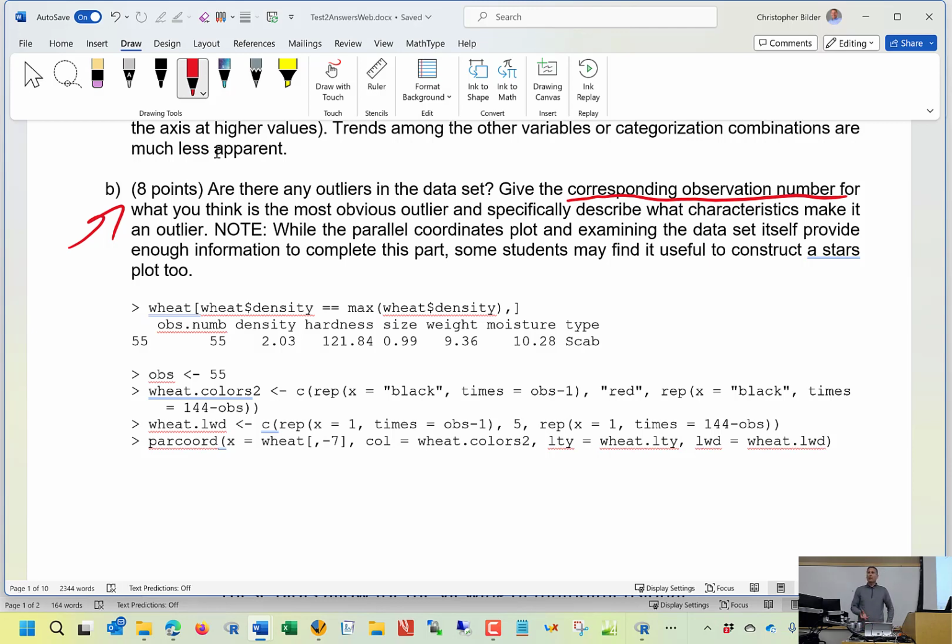And that's important because you want to determine, well, which kernel in this case is actually an outlier. You know, it's nice to say, yeah, there's an outlier. Well, what is the actual observation? And so you need to actually identify that corresponding observation. And there's a number of different ways to do it. I show one particular way in the answer key here.